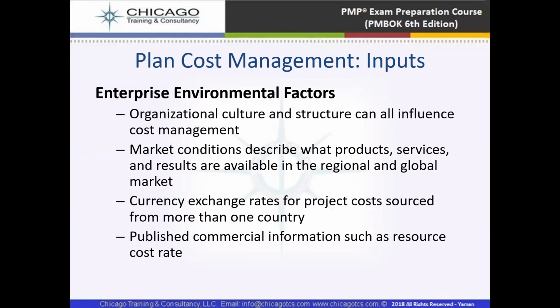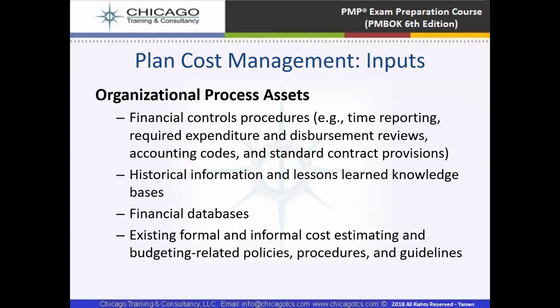Okay, then the fourth one we have is OPA, organizational process assets. It includes financial control procedures, like time reporting, required expenditure and disbursement reviews, accounting codes and standards, and contract provisions. And then there is historical information and lessons learned knowledge bases.